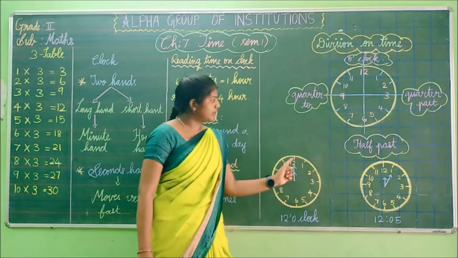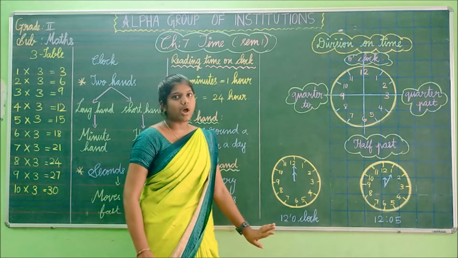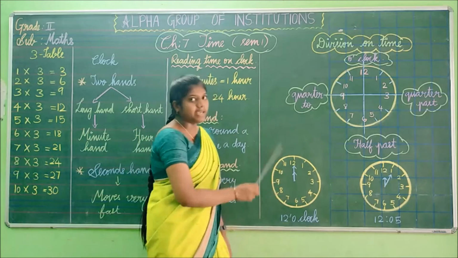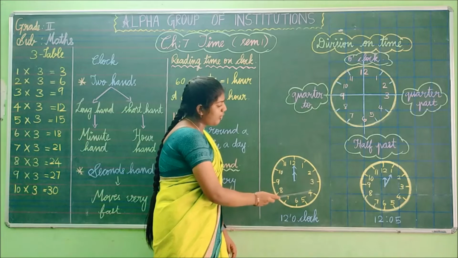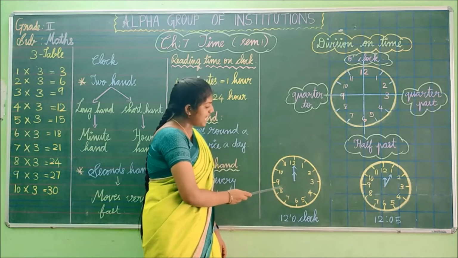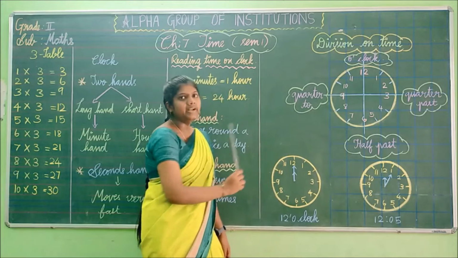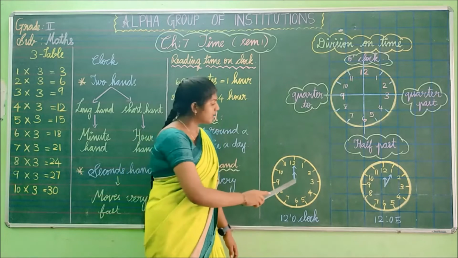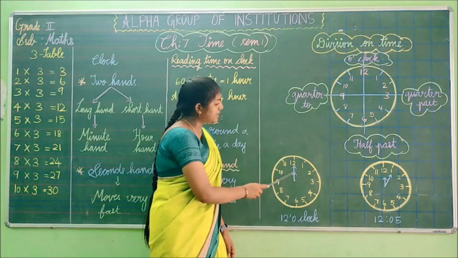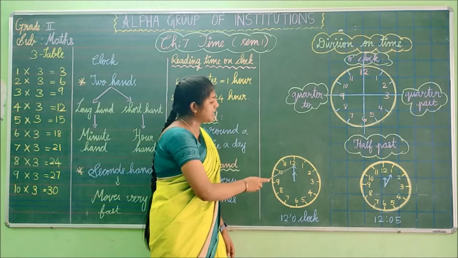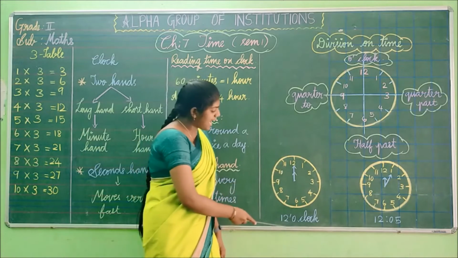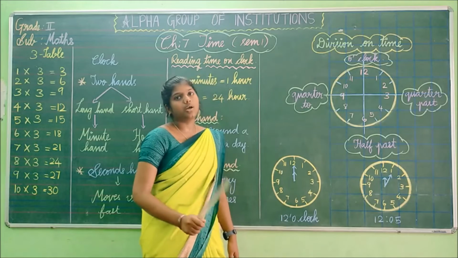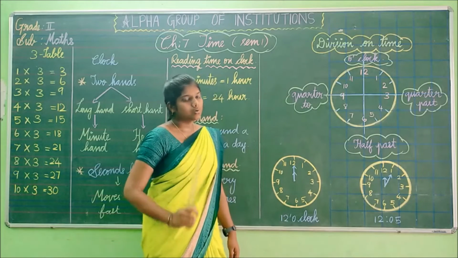Okay. Next, we are going to see the format of a clock. In a clock there will be 12 numbers. So, 1, 2, 3, 4, 5, 6, 7, 8, 9, 10, 11 and 12. See here, children, if the small hand and the long hand both are pointing towards 12, we will say 12 o'clock. What is it? 12 o'clock.